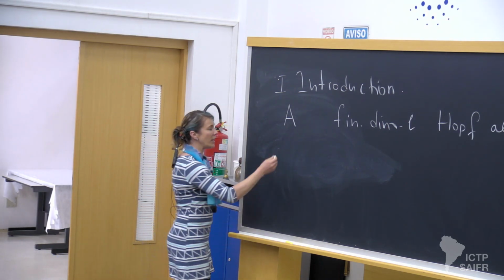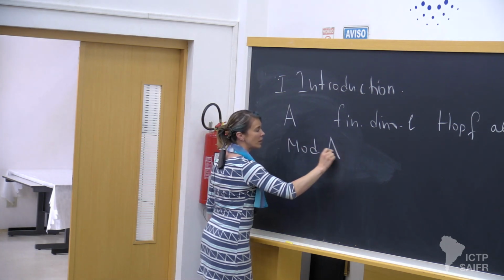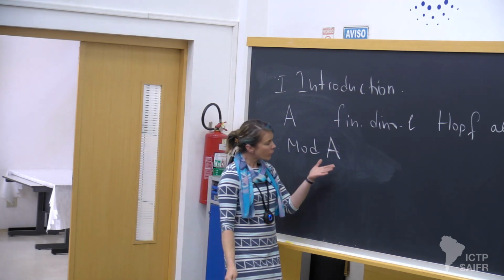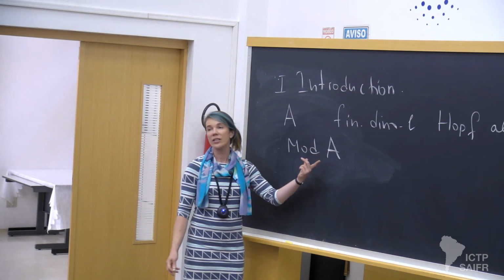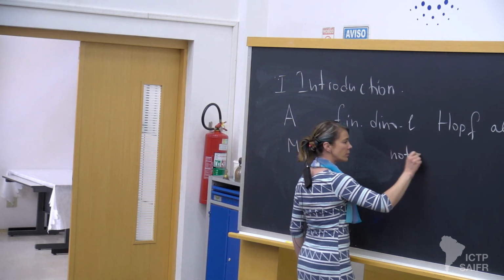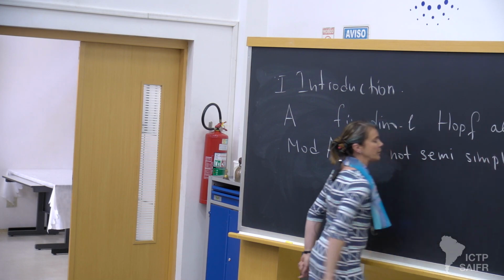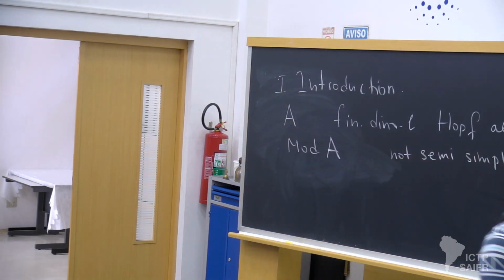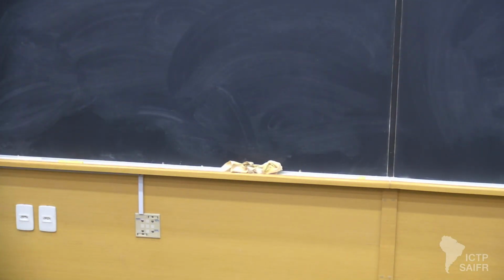So I'm interested in the category of modules over A, or the category of vector spaces over K on which A acts. And exclusively, in the situations when this category is not semi-simple. We'll see lots of examples of that. It's very interesting. But we still want to study modules and see what we can say about it. So it's not semi-simple. It's a tensor category.